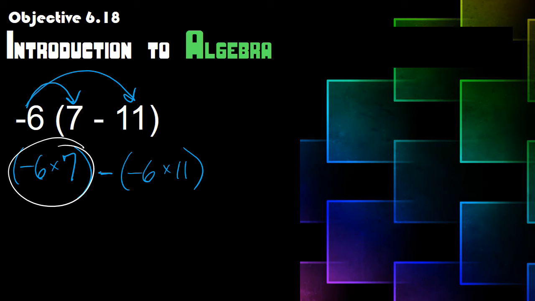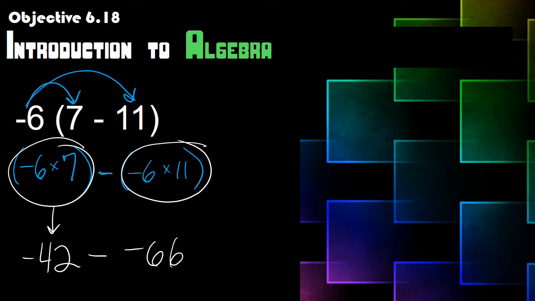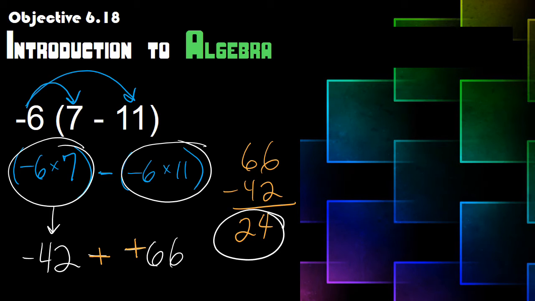So we have -6 times 7 is -42 minus, and then we have -6 times 11 is -66. So now we need to subtract these numbers. We have -42 minus -66. We know that when we do subtraction, it's also the same thing as adding the opposite. So now we have 66 minus 42. That's going to give us an answer of 24. So if you got 24 as an answer, you did the distributive property properly.